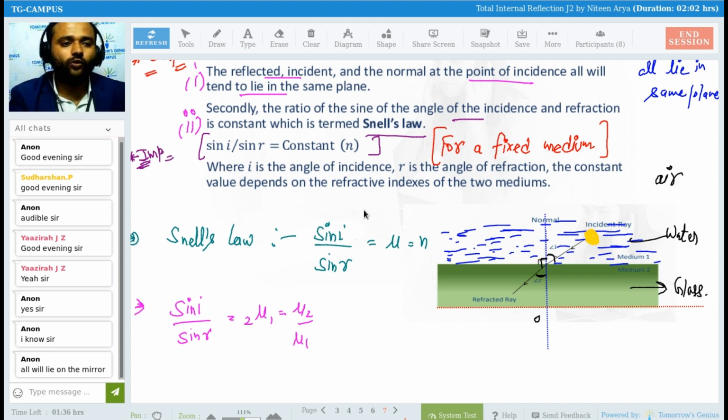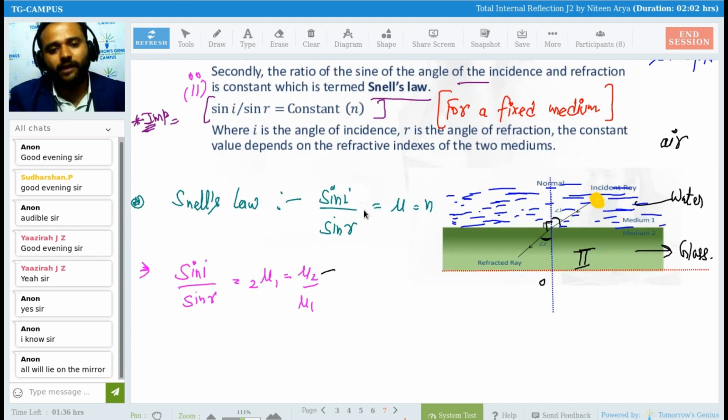So what is the meaning of mu 2 over mu 1, which is the refractive index of 2? 2 means the second medium. Always consider this, because there is going to be much confusion when we talk about 3 media, 4 media. Even in 3 media maximum students are going to be confused. Whatever particular medium we take, the upper refractive index is that of the medium in which the light ray is going.